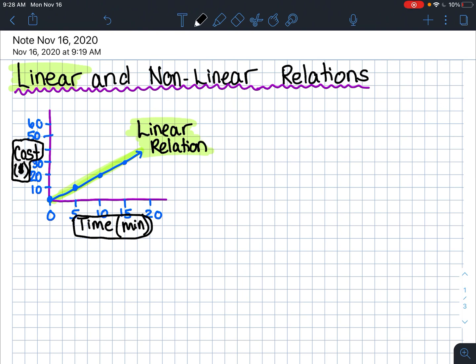So another feature of linear relations is that they increase or decrease by the same amount each time. See in this graph, the graph is going up 10 over 5, and then it's going up 20 over 10, 30 over 15. All of these have what's called a rate of change equal to 2. So they're going up by $2 every minute.